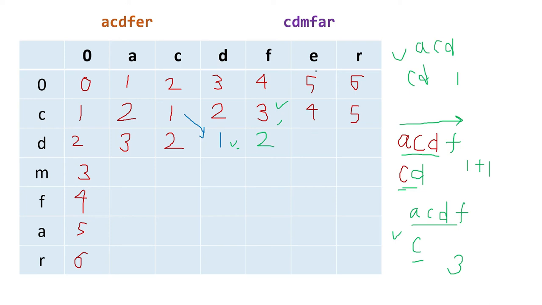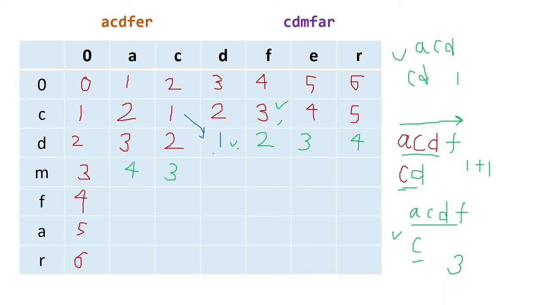Similar way, if we check for E and D, they are not equal, so the minimum is 2 plus 1, 3. D and R is not matching, so we have to take 4 here, because 3 is the minimum. Here between A and M, both are not equal, so we have to take the minimum plus 1, that is 4. Here between C and M, they are not equal, so we have to do 2 plus 1, 3.